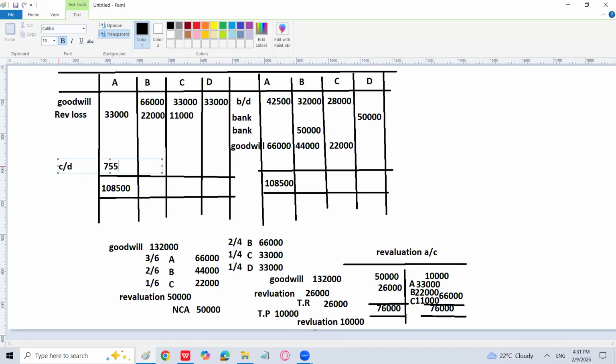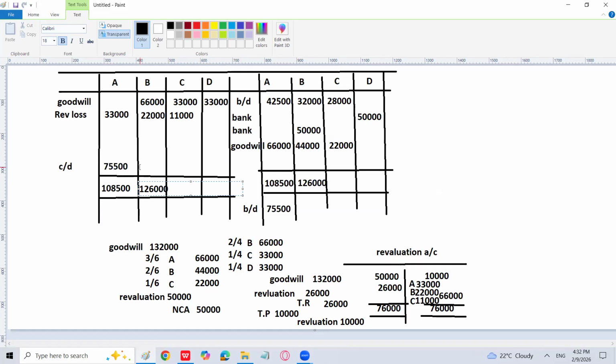75,500. And the same will become the brought down of the next year. That is again going to be 75,500. Then I will go for the total of Brain B, that is 32,000 plus 50,000 plus 44,000, which is 126,000. I will write here also 126,000.